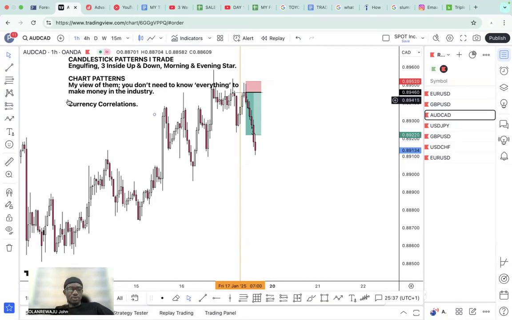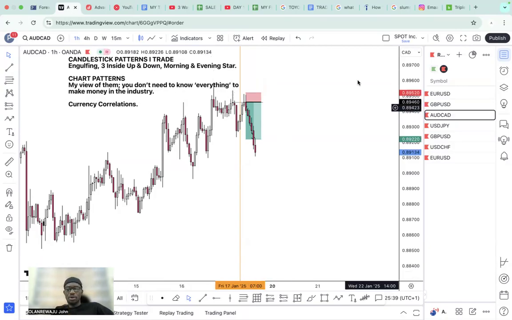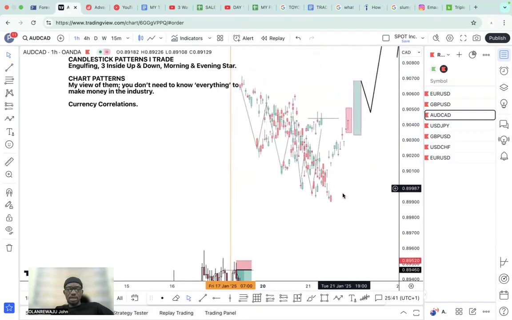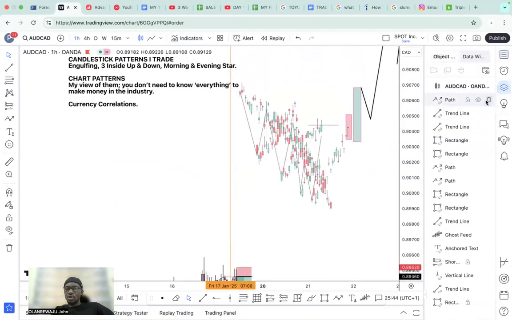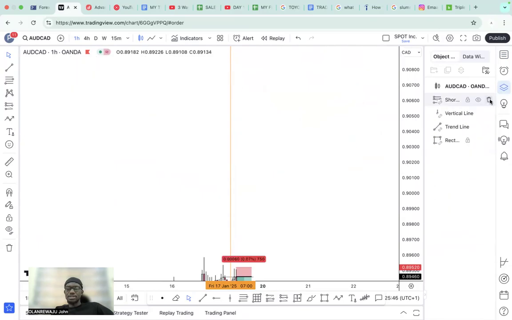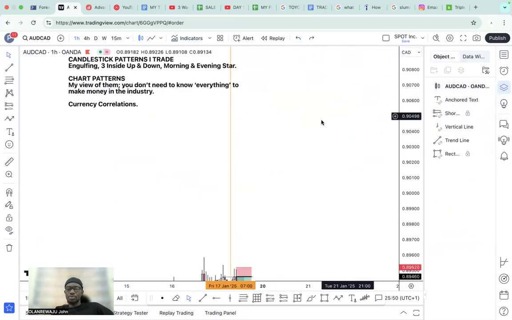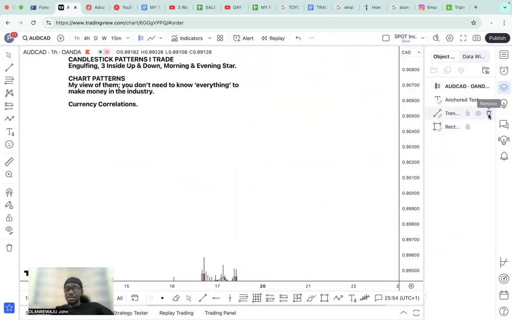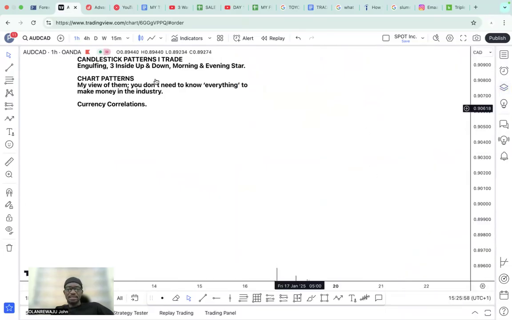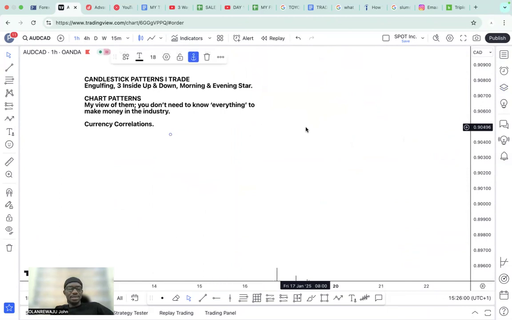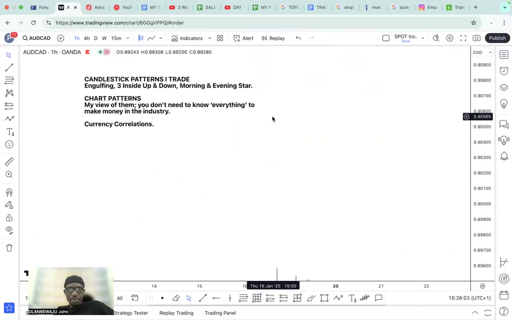Lastly, let us talk about currency correlations. And what are currency correlations? Currency correlation simply means that there are some assets that are correlated in the sense that they move together in the same direction. It may not be at the same pace, but in the same direction.